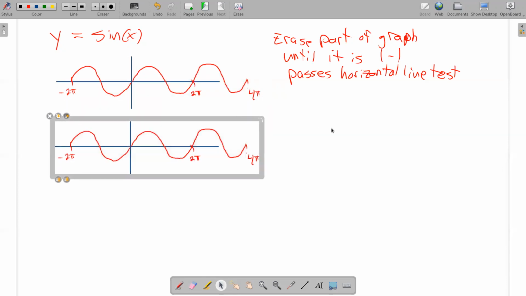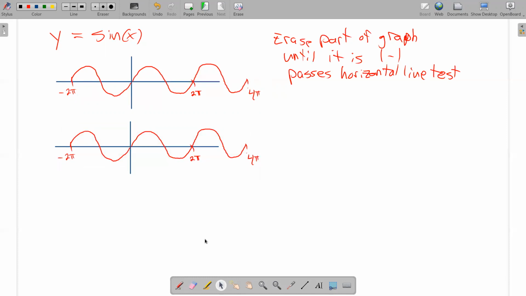And then start erasing. Okay, so I kind of like having this point at the origin here. So if I were just to start erasing, like maybe up to there, I can't just keep this hump because it would fail the horizontal line test. So that's a problem. So thinking about this graph, once it starts to turn, I have a problem. So basically I want to cut it off here and then get rid of that.